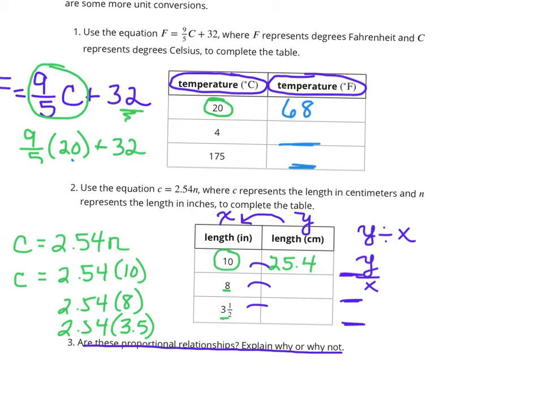And you remember what we talked about prior to this week was that if when we divide we always get the same answer, it's a proportional relationship. If when we divide we don't get the same answer, it's not a proportional relationship. All right, so figure those out for me and answer that question number 3.